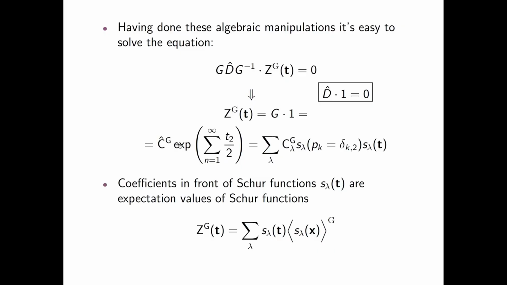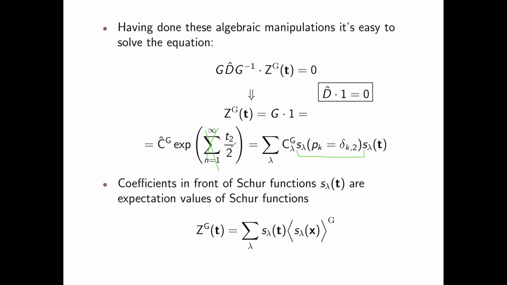So we have that the partition function is actually an action of the C hat operator on a very simple exponent of these T parameters. Sorry, there shouldn't be a sum over here. It's just T2. So there's no sum, it's just exponent of T2, which corresponds to the fact that in this superintegrability formula, I had this evaluation of the Schur function at the point delta K2.